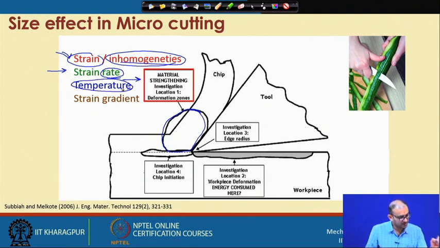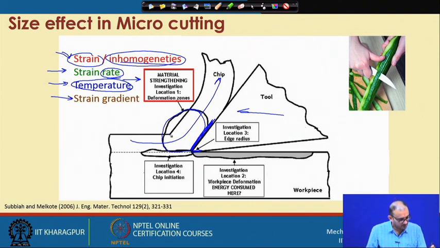The third one is the temperature, because we know that it is a physical process, with physical contact between the tool and workpiece. Both have a relative motion. This one is going in this direction and this one is going in this direction. So, this is the contact area where friction will occur. Temperature is obviously going to increase in this location, and the effect of the temperature increase is also important. And the other is the strain gradient.